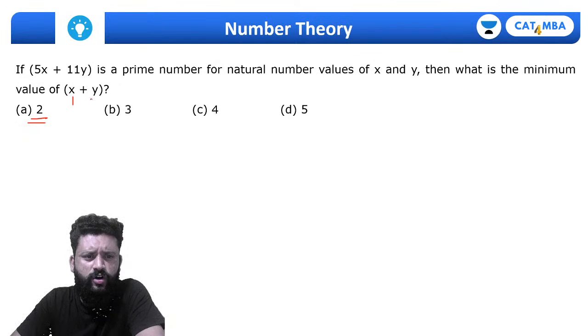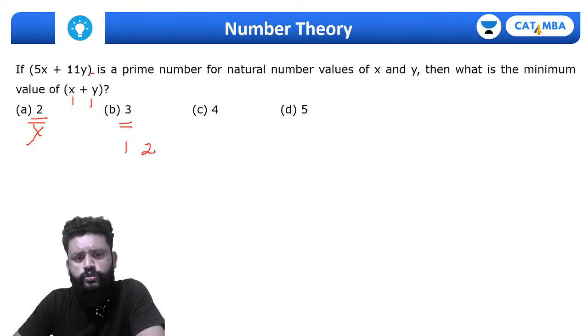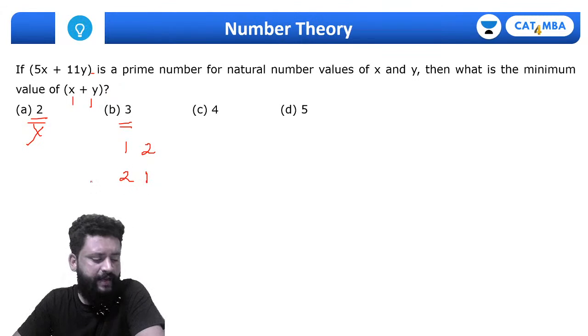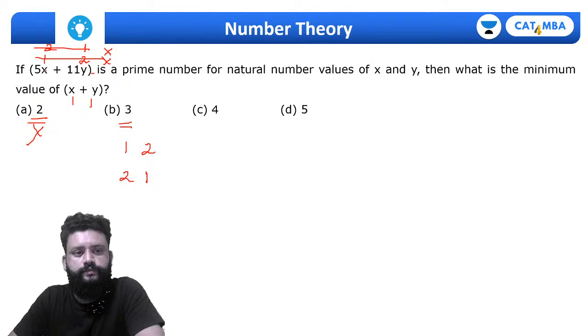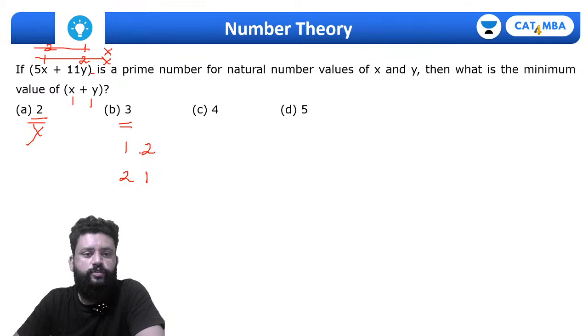If I want 2, I have to take 1 and 1 only. So 5 plus 11, it is not even possible. Okay, if I try for 3, it can be 1, 2 or 2, 1. That's what I can try, right? So if I try 1 and 2, it will be 27, which is not right. And if I try 2 and 1, it will be 10 plus 11, that is 21. Not possible again. 5 plus 22 is 27, so this also cannot be.